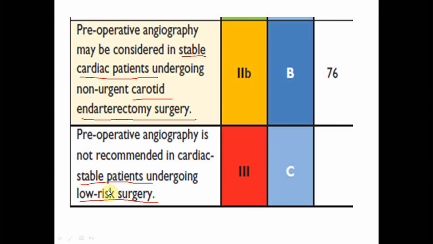It is a class 2B recommendation to do preoperative coronary angiography in a stable patient with stable coronary artery disease if the patient undergoes non-urgent carotid endarterectomy, while routine use in patients with stable coronary artery disease undergoing low risk surgery is not recommended at all.